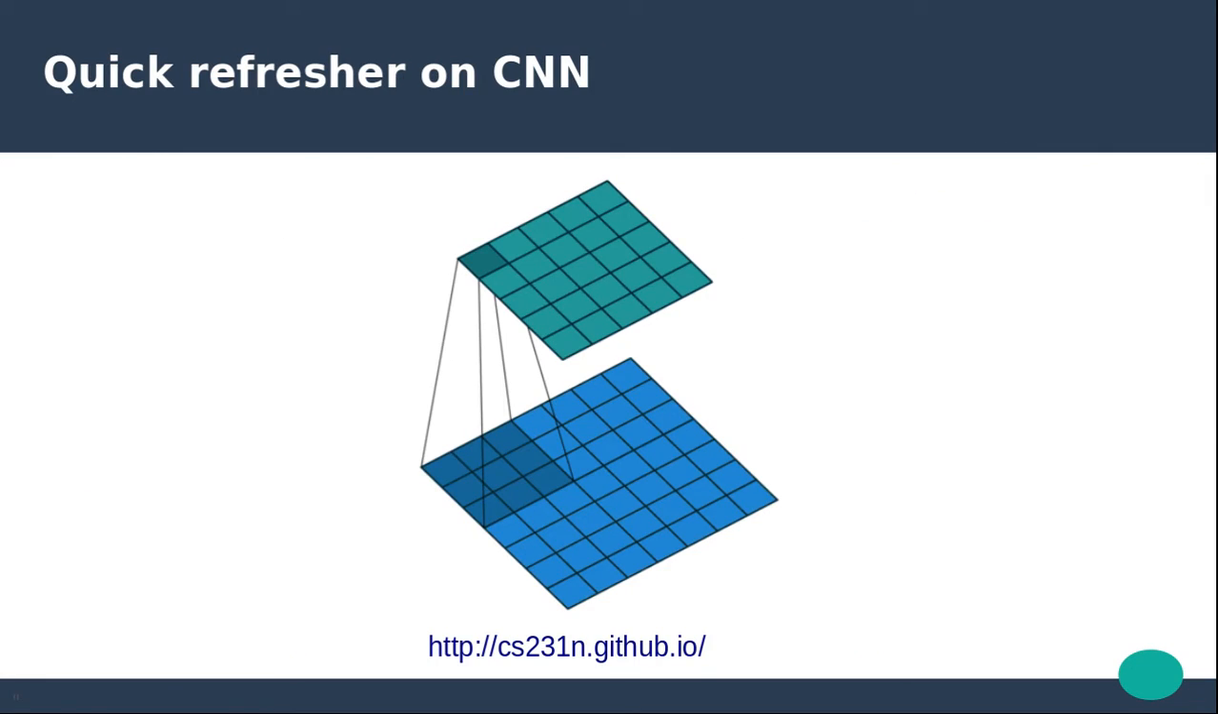So in order to build an image classification engine, we will be using convolutional neural networks. Let's get a quick refresher on convolutional neural networks. Convolutional neural networks involve several layers like convolution, activation, and pooling.